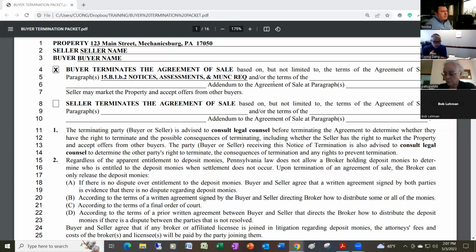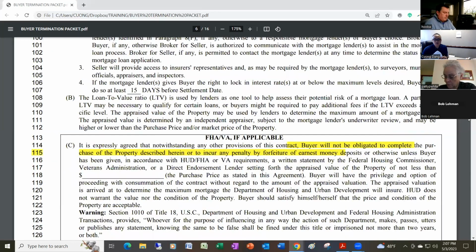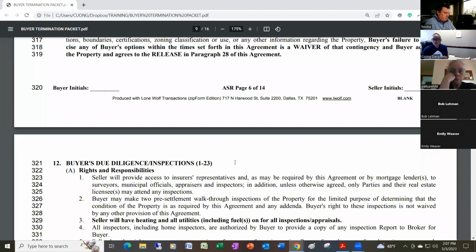Now, the most common mistake I see is home inspections. That's the number one reason why people back out of a deal, home inspection. So a buyer will back out of the home because of the home inspection, and the buyer agent will elect paragraph 12. If I may, I'm going to scroll real quick down here, past everything. And here it is, paragraph 12, buyer's due diligence inspections.